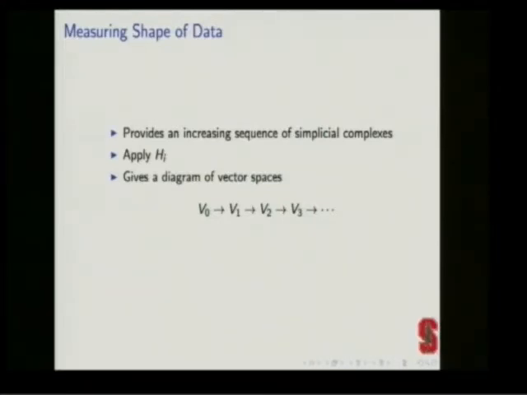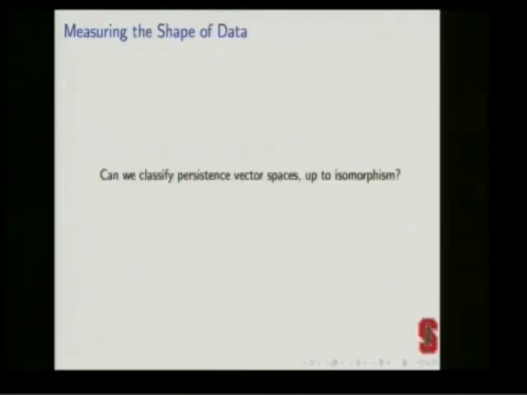Just like we have a diagram of sets over here. Okay, and so what we're going to do is say, look, this is what you get when you apply homology to a point cloud. You don't just get a single vector space, you get a diagram of this shape. So we're going to give a name to those, call them persistent vector spaces.